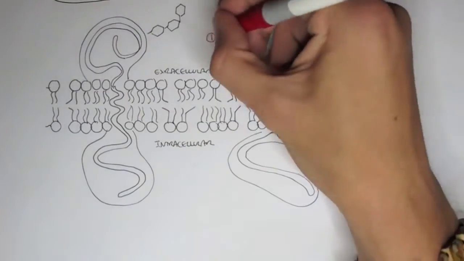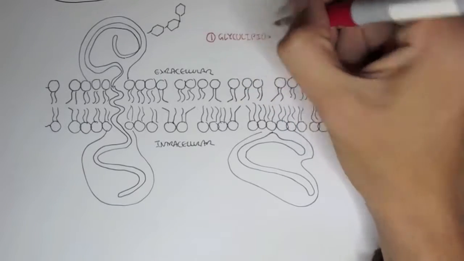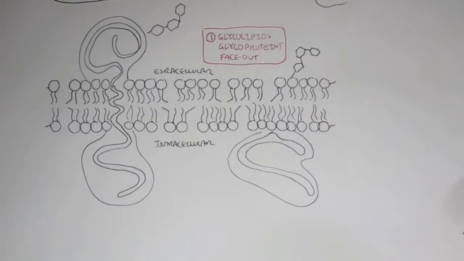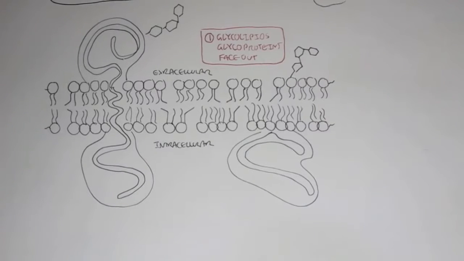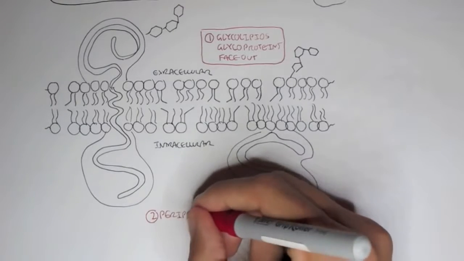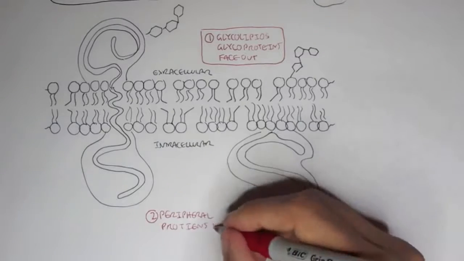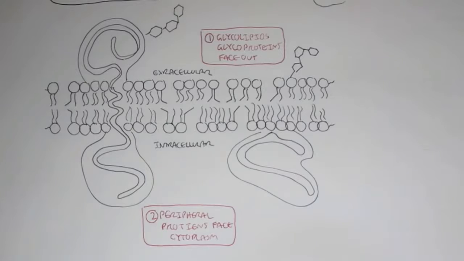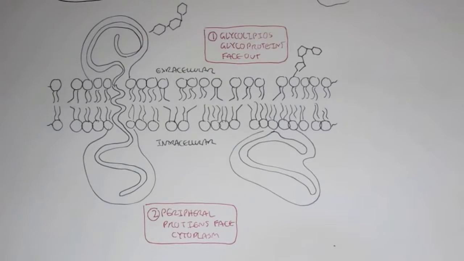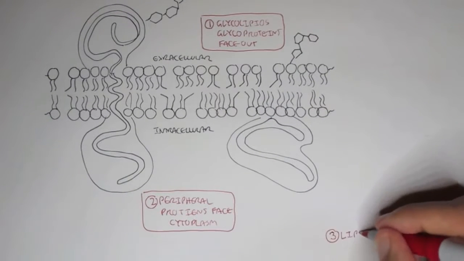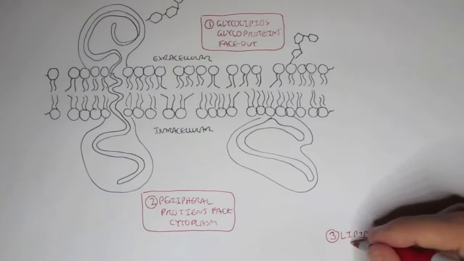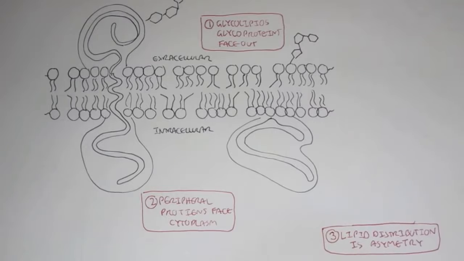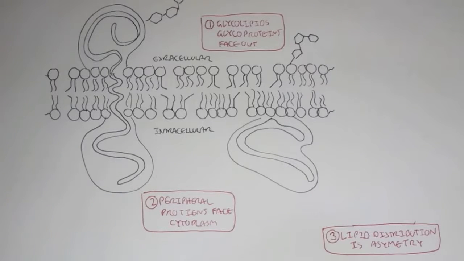Let's step away from the saturated and unsaturated fatty acids and now look at the structures of the lipid membrane bilayer. So one important thing is that glycolipids and glycoproteins always face out, facing the extracellular fluid. Two, the peripheral proteins usually face the cytoplasm. And three, the lipid distribution is asymmetrical. So there's a different distribution of the different types of lipids on the first layer, the top layer, and the bottom layer.